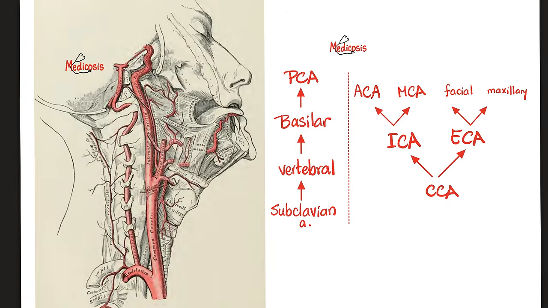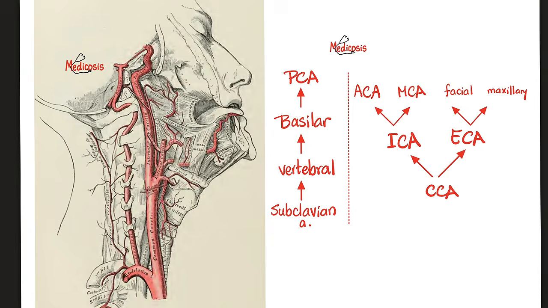You see it passes through the foramina transversarium of C6, C5, C4, C3, C2, and C1, but it does not pass through C7's transverse foramen. The anterior circulation of the brain is supplied by the internal carotid, whereas the posterior circulation of the brain is supplied by the vertebral artery. 2 vertebral arteries join forces to give me this basilar artery.